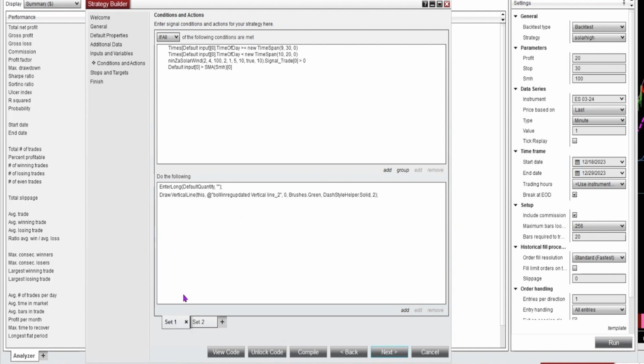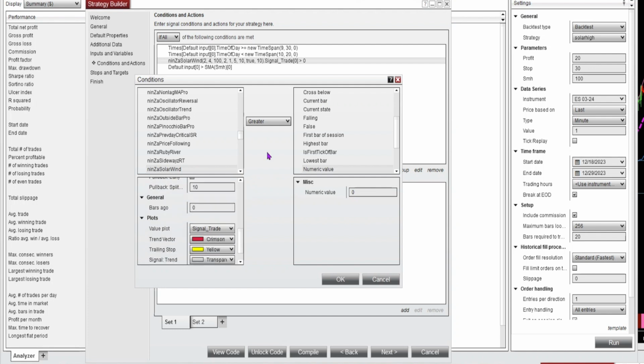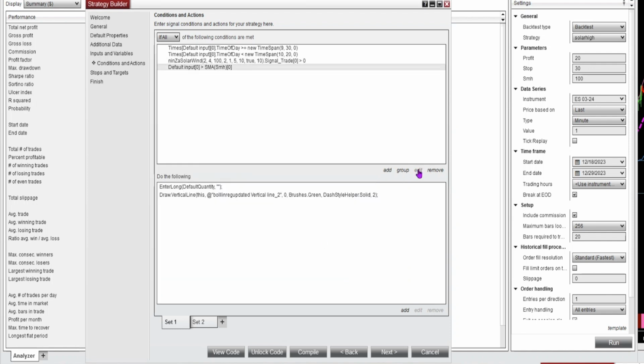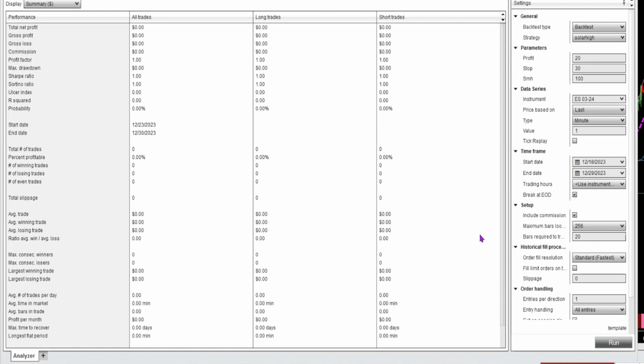So it could be a 100 SMA, a 200 SMA, 20 SMA, whatever I want. And the opposite for the shorts. I've got the solar wind with the value plot of signal trade greater than a numeric value of 0. And I also have an additional condition. I want the close of the candle to be greater than my higher time frame SMA. So now instead of taking all the solar wind signals, it's only taking the ones that I have filtered out with a higher time frame.